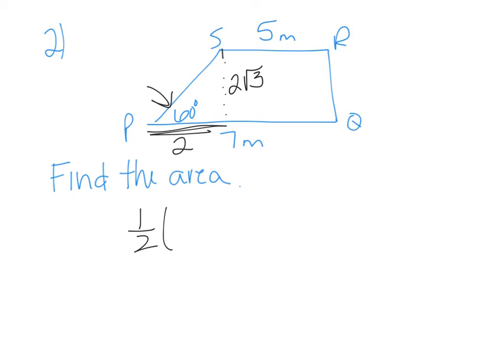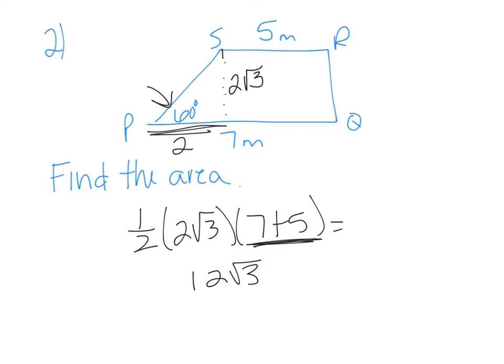So 1/2, or you can save that for later, height, which is 2 square root 3, times the bases added together. Remember, the order of that doesn't matter. In this case, we will just leave it in square root form, so we won't give the decimal. You can if you want to, but in this case we're just going to leave it: 7 plus 5 times 2 divided by 2, so that becomes 12 square root 3 meters squared. So basically, again, all I did here was I found the height by using the 30, 60, 90 triangle properties, and then I plugged that into the formula.